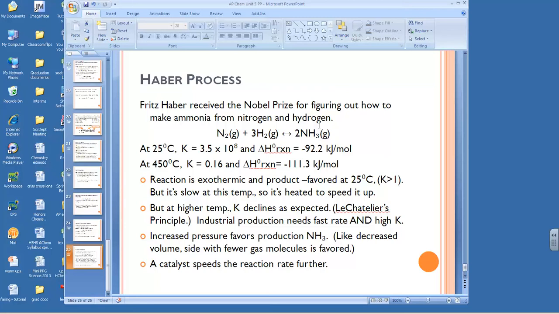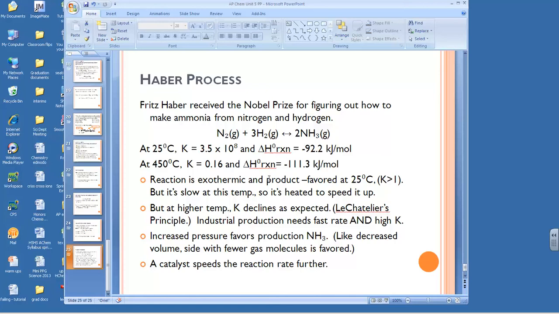One of the best ways to fix it is to get it into an ammonia compound, because that's the start of an amino acid. Well, they figured out naturally at room temperature, 25 degrees C, K is 3.5 times 10 to the 8th. So you'd at first think, oh great, that equilibrium is very product favored. This is good news for us. It also is an exothermic reaction, meaning that it's going to become more stable as it makes NH3.